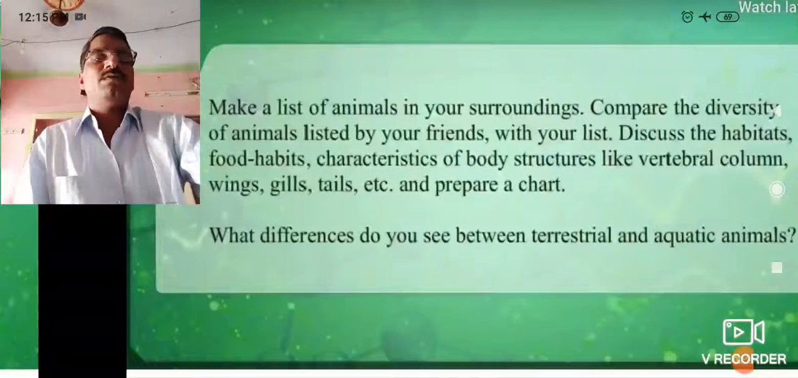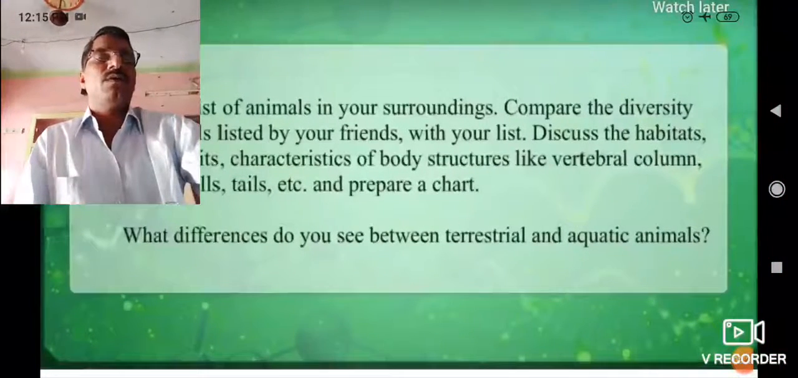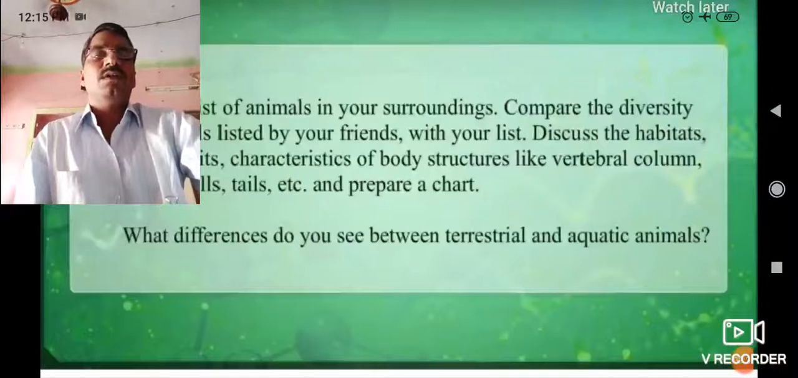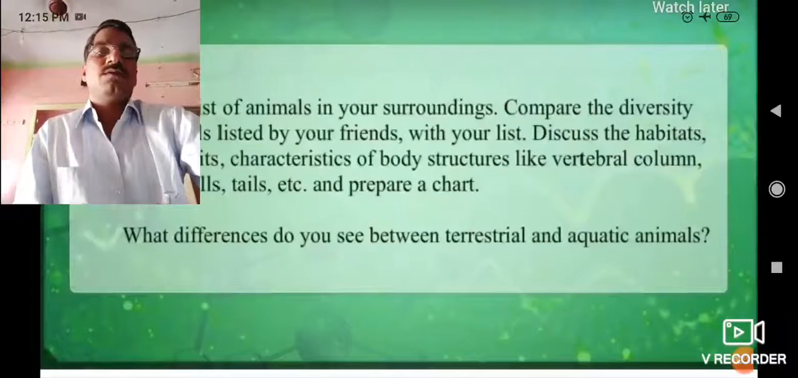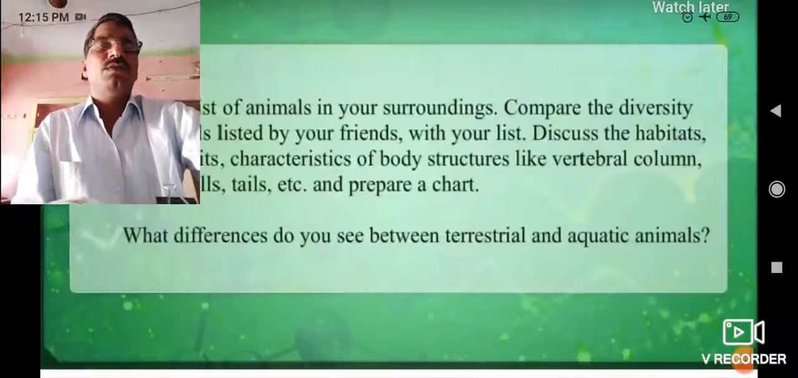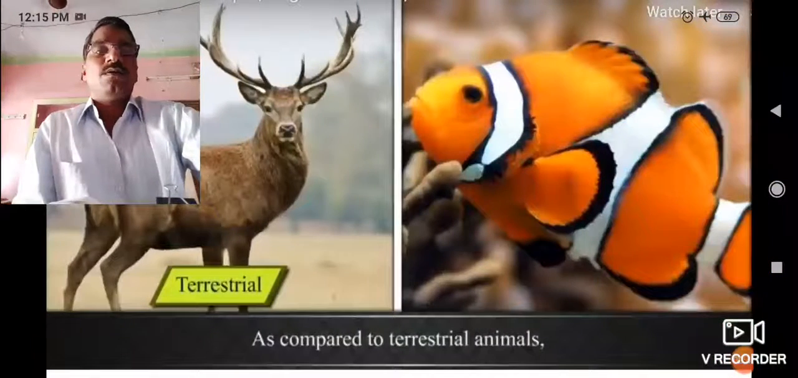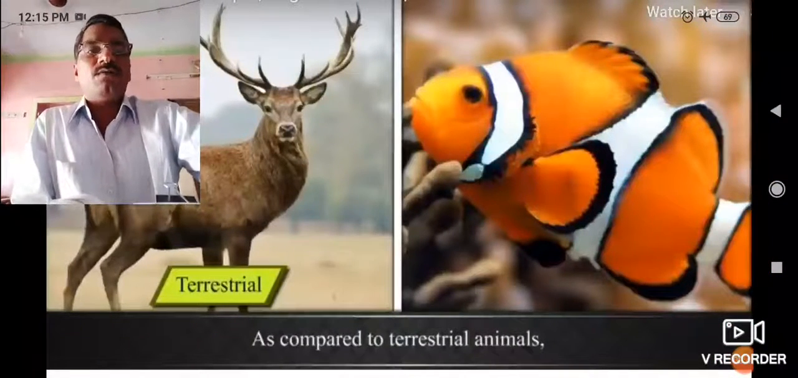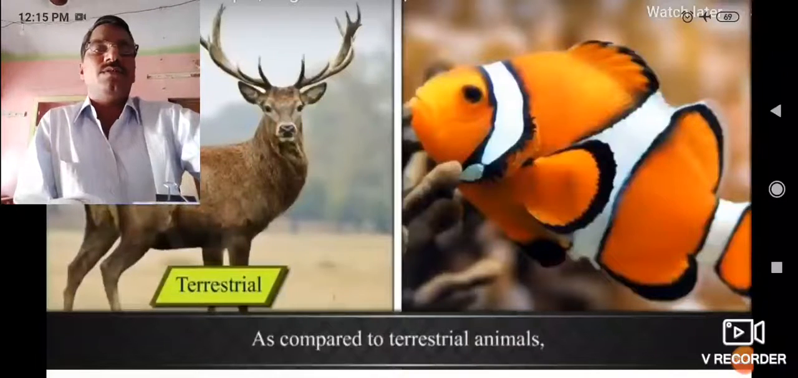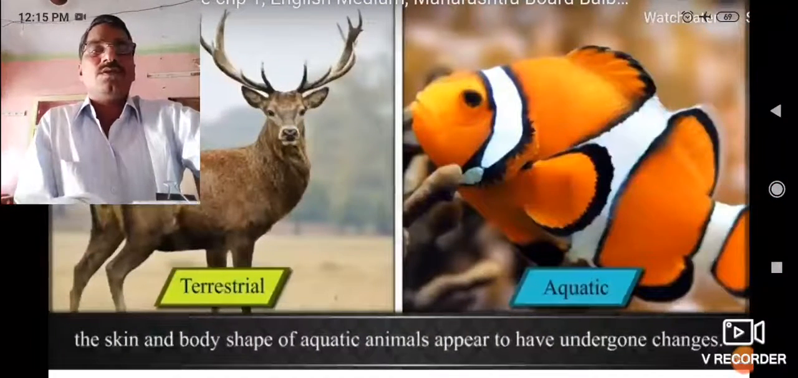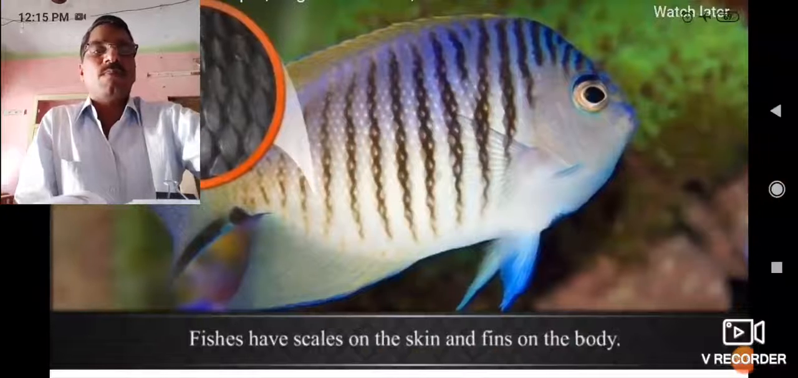Discuss the habitats, food habits, and characteristics of body structures like vertebral column, wings, gills, tails, etc., and prepare a chart. What difference do you see between aquatic animals as compared to terrestrial animals? The skin and body shape of aquatic animals appear to have undergone change.